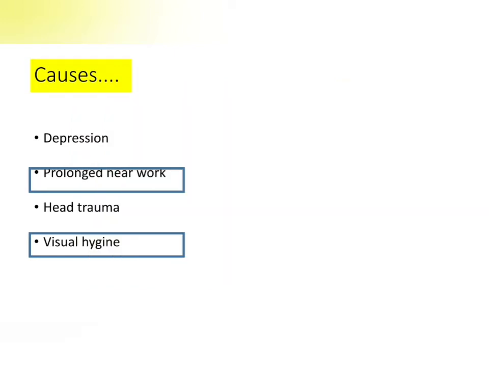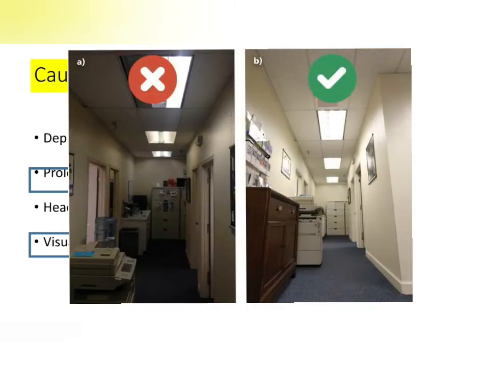Another thing is visual hygiene. Visual hygiene means that, suppose you are studying in a low illuminated room, that means the room is not properly illuminated.